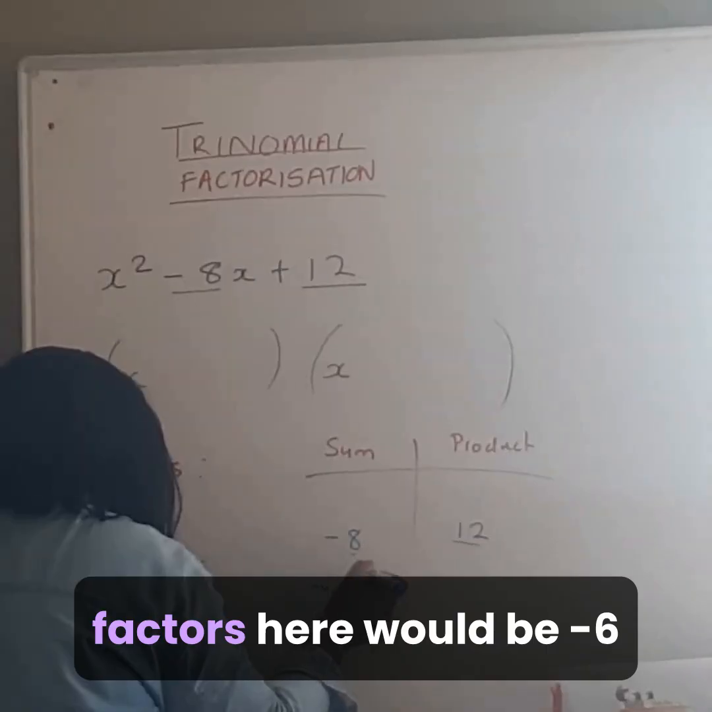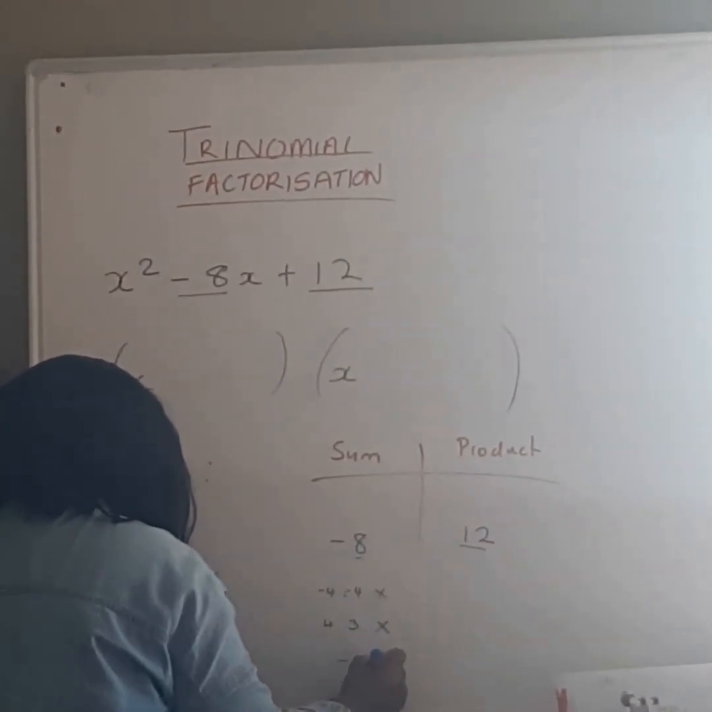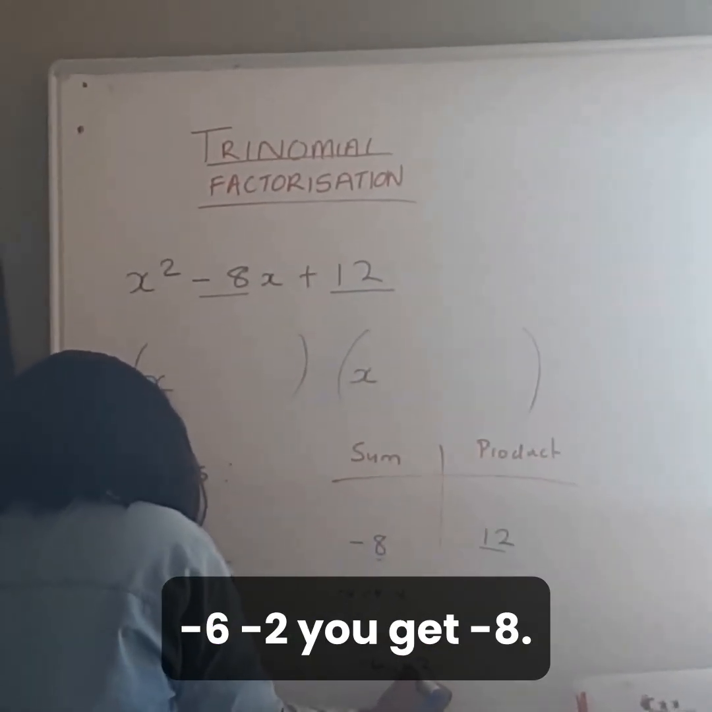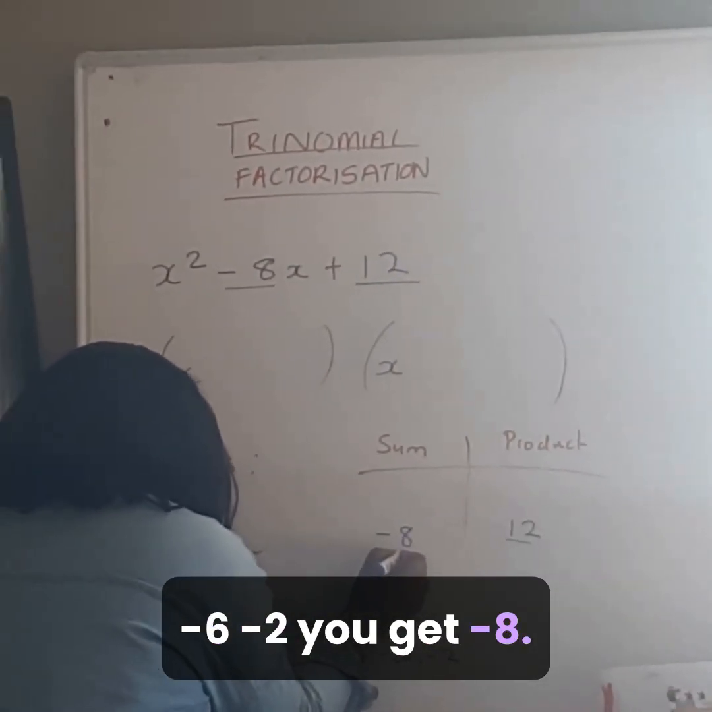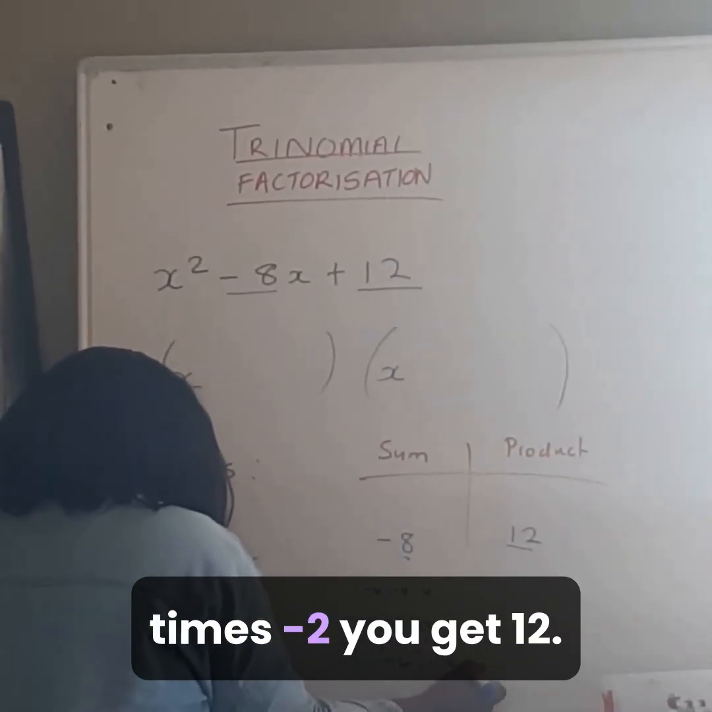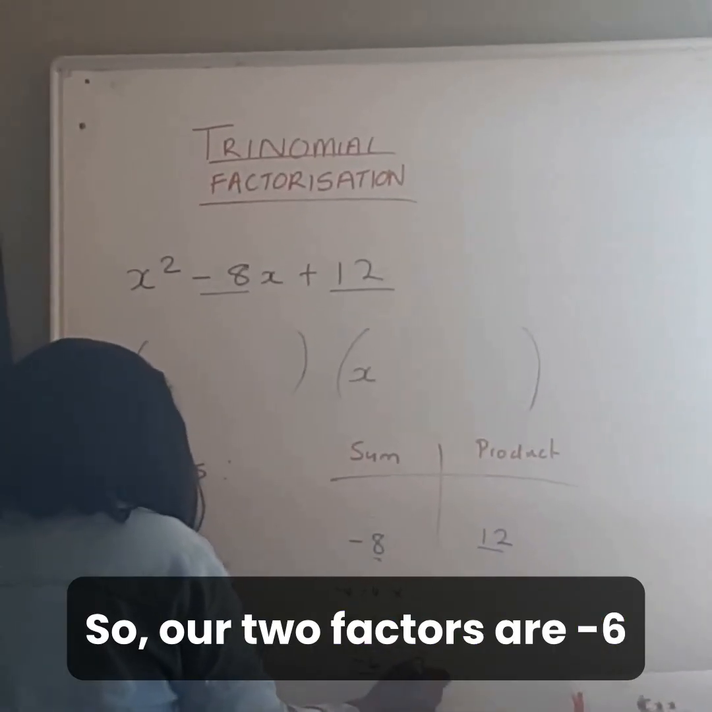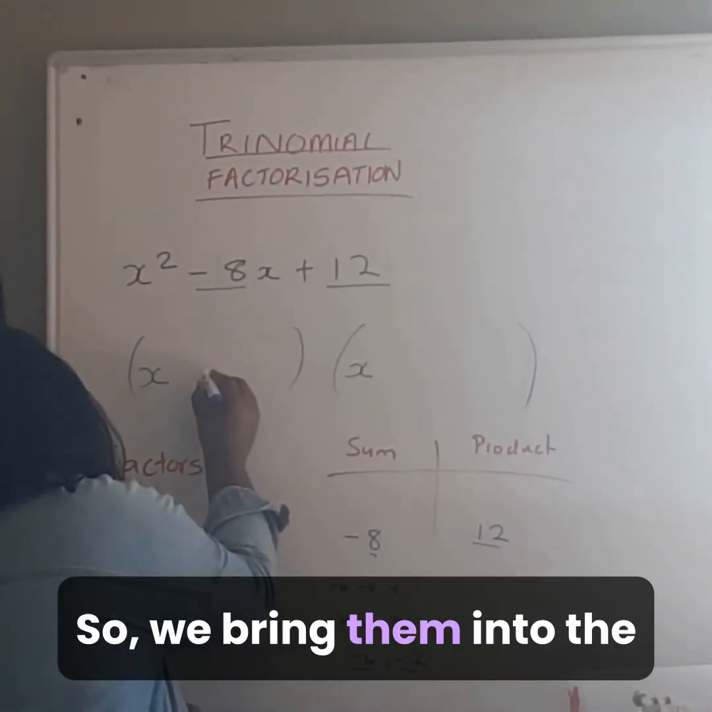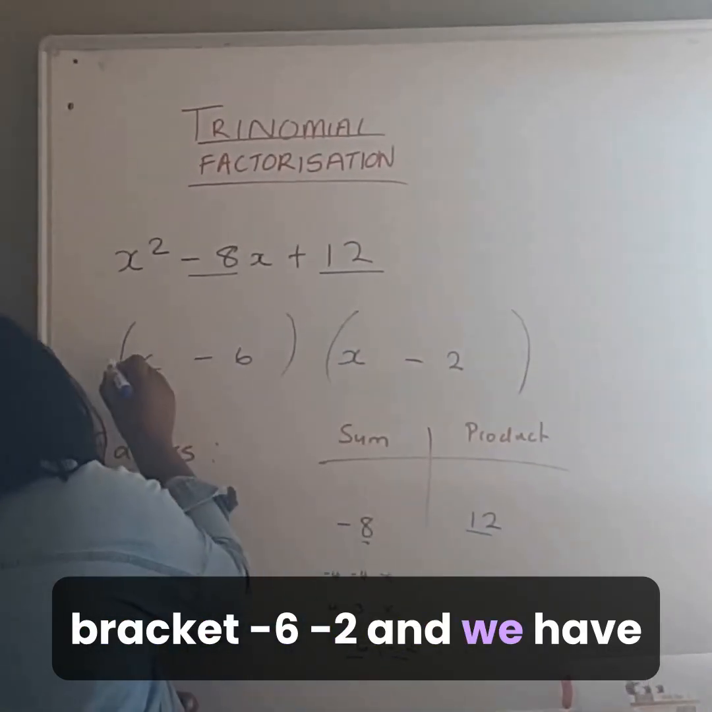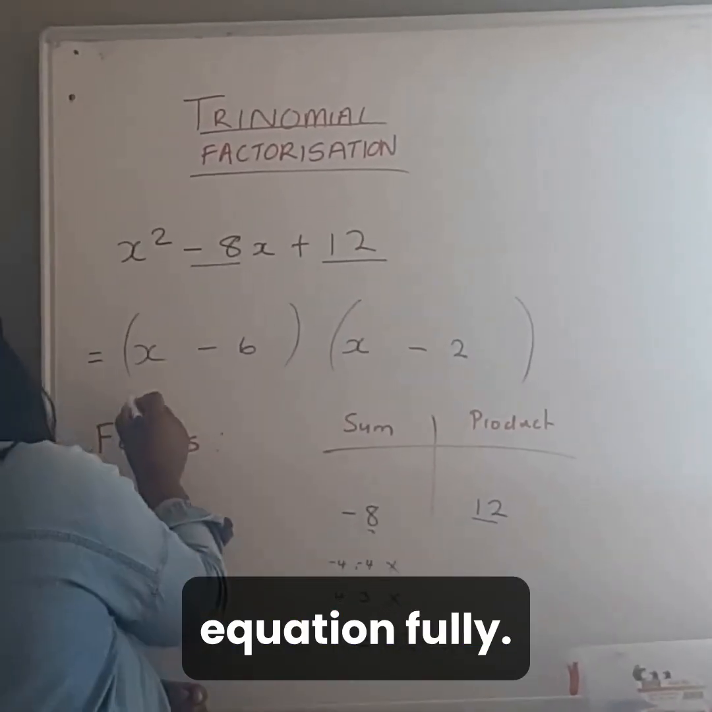Eventually, the right factors here would be minus 6 and minus 2, because if you add minus 6 and minus 2, you get minus 8. If you multiply them, minus 6 times minus 2, you get 12. So our two factors are minus 6 and minus 2. So we bring them into the brackets, minus 6 and minus 2, and we have factorized our quadratic equation fully.